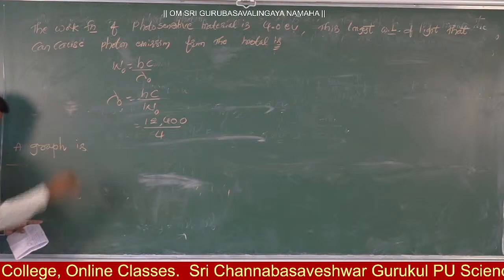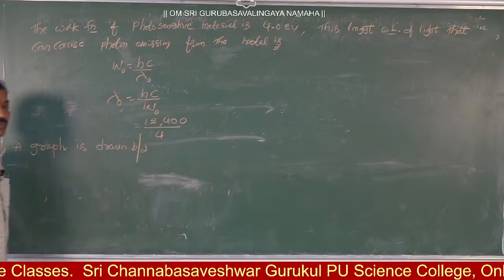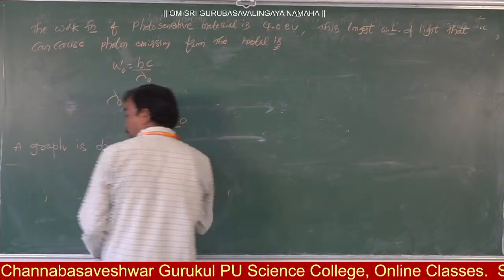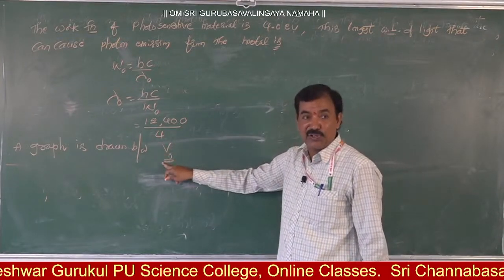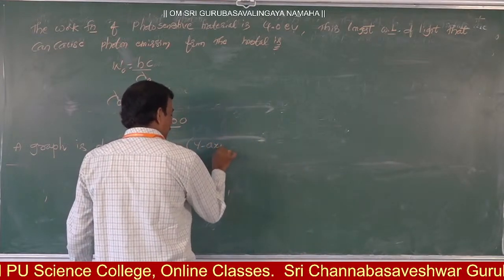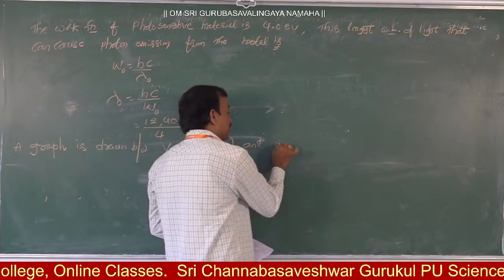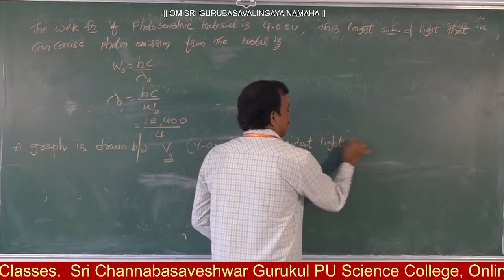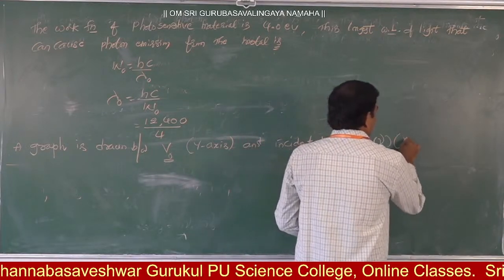A graph is drawn between the stopping potential V naught, which is on the y-axis, and the incident light frequency, nu, on the x-axis.